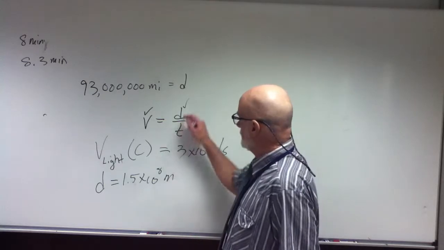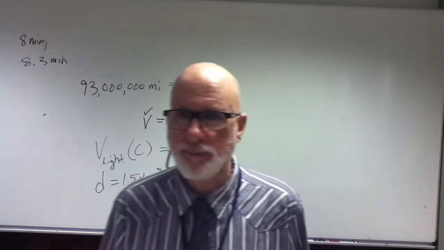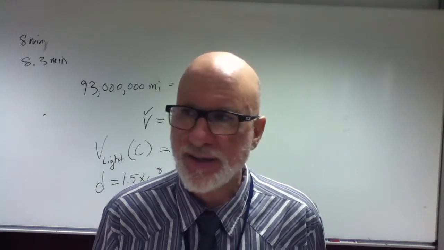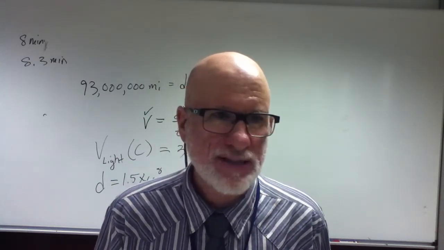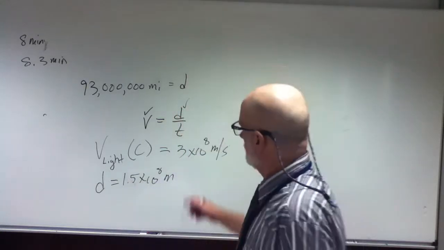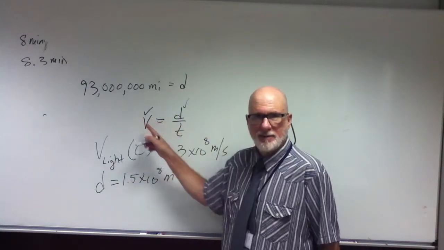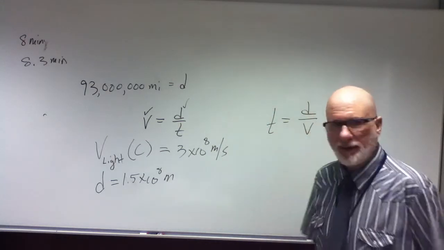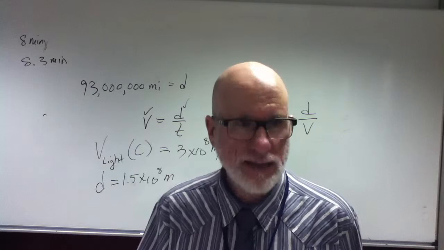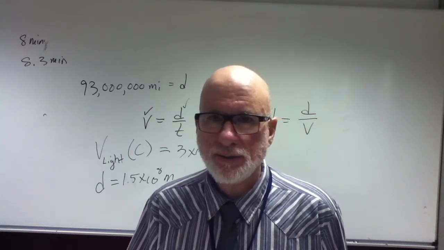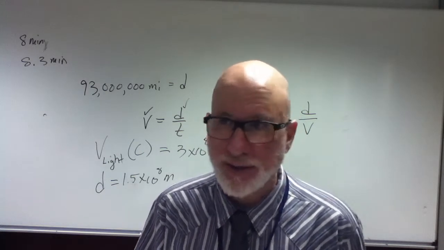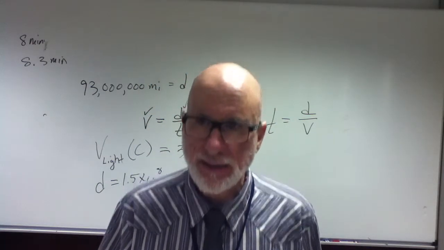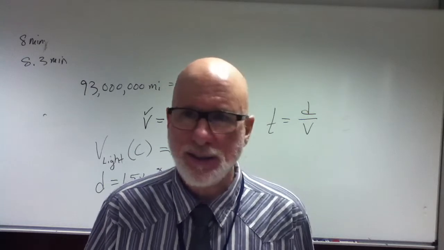So you know that, now you got to solve for time, right? How do you rearrange the equation to solve for time? Very simple algebra skills. Multiply both sides by time, divide by V. You get T equals D over V, correct? Yes or no? What do we want? The answer is going to be in minutes, correct? But let's do it the way we have it.